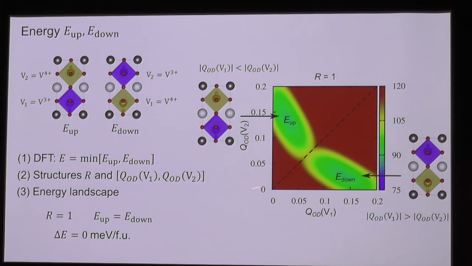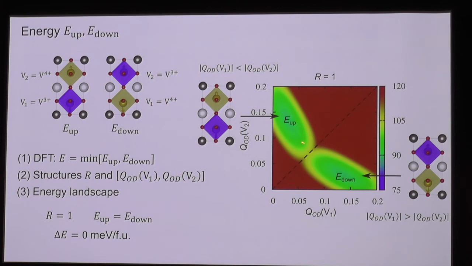This is the energy landscape for R equal to 1. As a function of the displacements of the two vanadium, we can see that this energy landscape is separated into two parts by the diagonal. The upper part corresponds to the structure in which the vanadium 3+ atom has a smaller displacement, and its polarization is pointing up. The other half corresponds to the structure with polarization pointing down. Because of the symmetry, we can see that the energies corresponding to the local minima are identical.